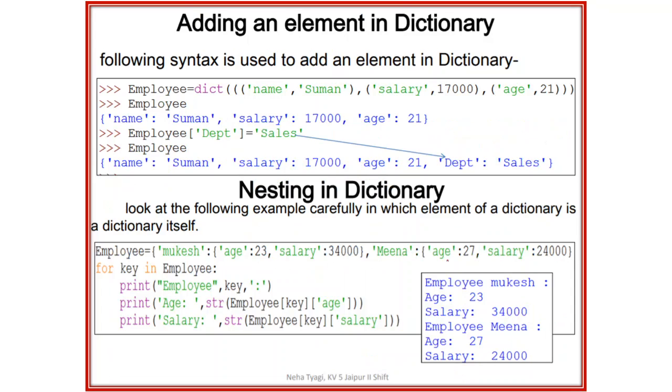Adding an element in the dictionary. The following syntax is used to add an element in the dictionary. You can add a new element like this. Employee, mention the name of the key within this bracket and assign any value which you want to assign to this key. After printing, you can see that a new key value pair is added in this existing dictionary.